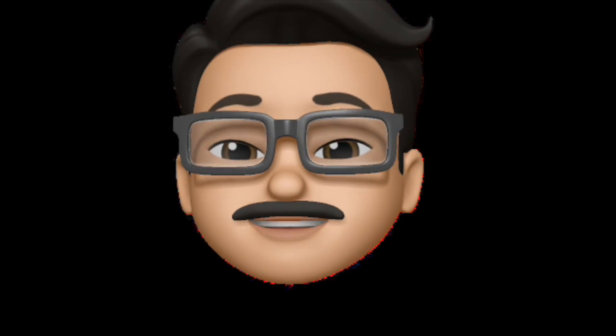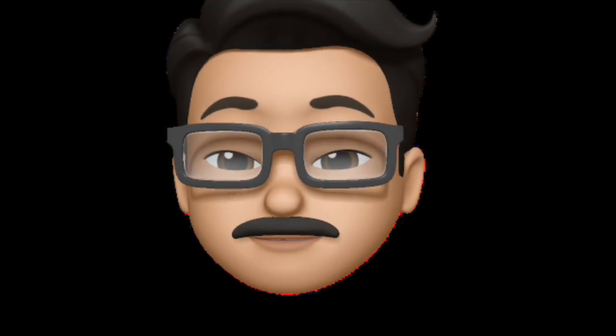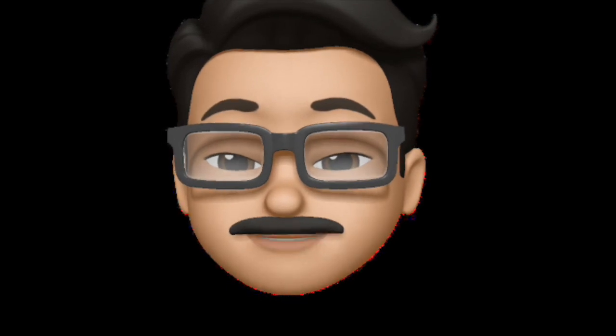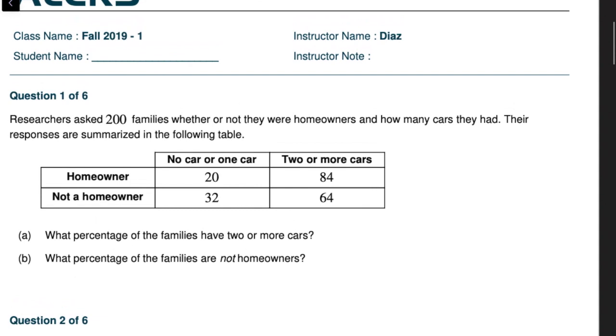Okay, so this first problem I'm going to do for you should help you answer problem number 1, 3, and 5 on this homework. Again, 1, 3, and 5. Question number 1. Researchers asked 200 families whether or not they were homeowners and how many cars they had. Their responses are summarized in the following table.